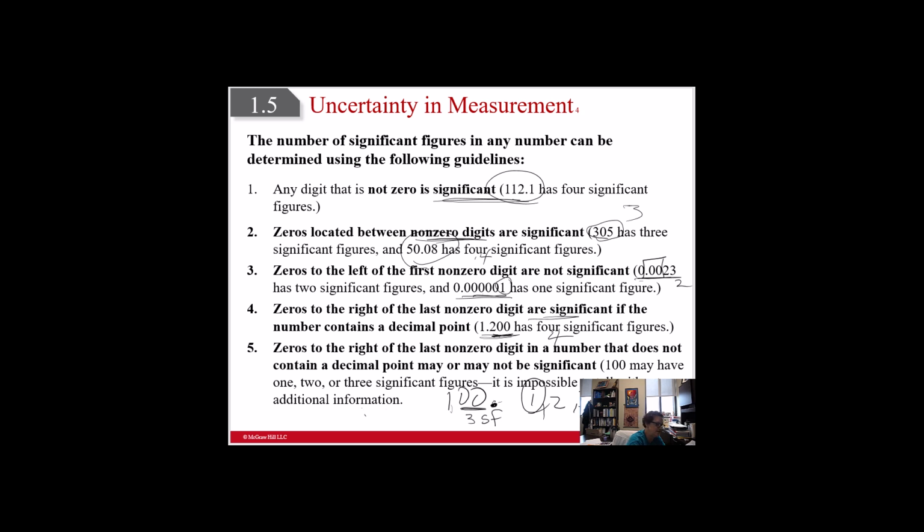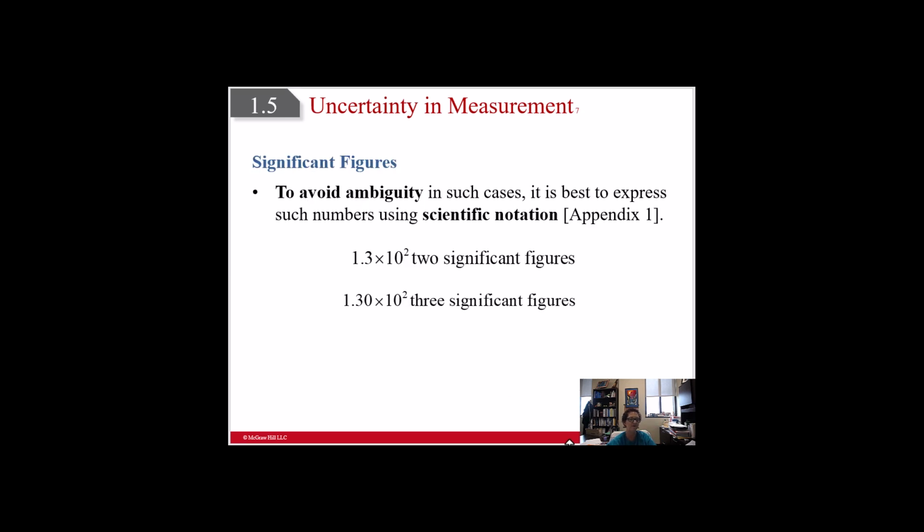So just 100 would have 1, but 100 point would have 3, okay? If I added another 0 there and I had 100.0, that would be 4. All right, so you'll practice with these and hopefully they'll make a little more sense.